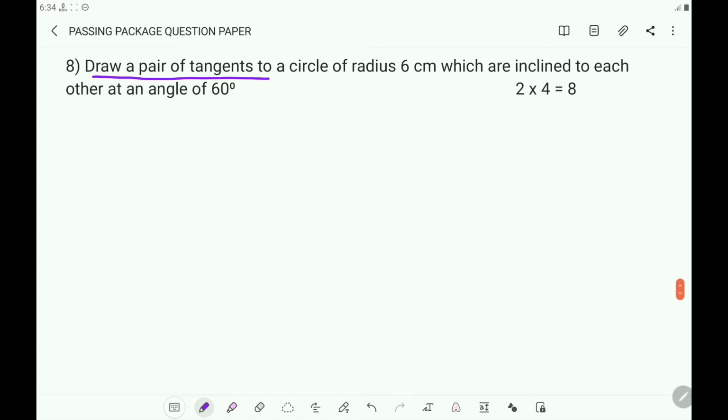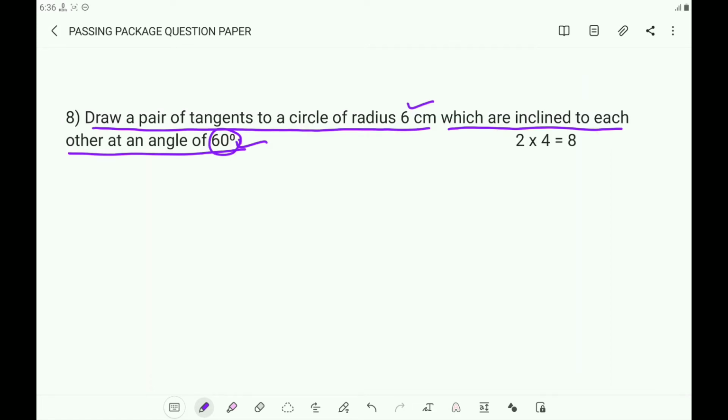Draw a pair of tangents to a circle of radius 6 cm which are inclined to each other at an angle of 60 degree. You know the method of constructing the pair of tangents when the angle of inclination is given. So what is the first step here? Here you must draw the circle of radius 6 cm. But here the angle between the tangent is given. So after drawing one radius, you must construct 180 minus the 60 degree. That is 120 degree at the center.